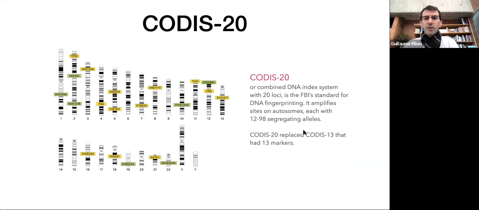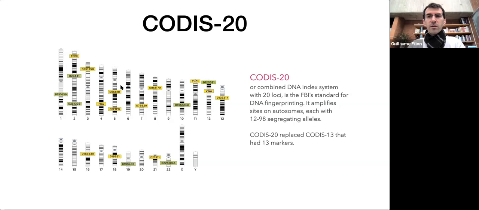CODIS20 replaced CODIS13 that had 13 markers. So I think it happened something like 10 years ago. They put more markers than they had in the CODIS13 system, so they added 7, and now this looks more or less like that. You have the karyotype of a typical human with the chromosomes that are there, and each of these boxes here is the name of one of these sites that has been found by the FBI. And these are just STRs.